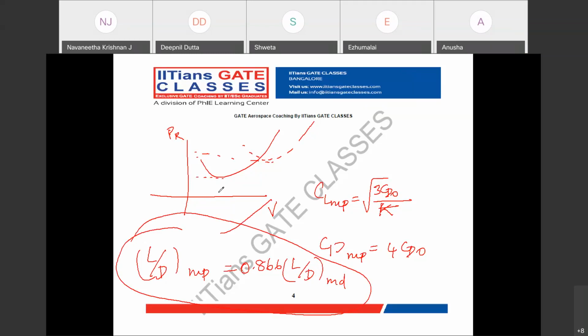So we are deriving this for maximum endurance. If the piston engine aircraft is designed for maximum endurance, then it should be 0.866 times L by D max. Okay. If any doubt, please let me know.